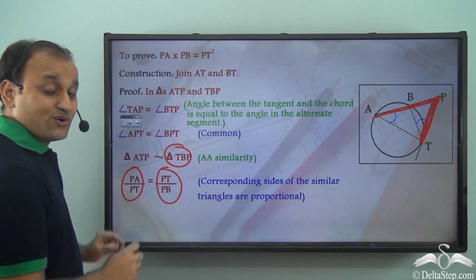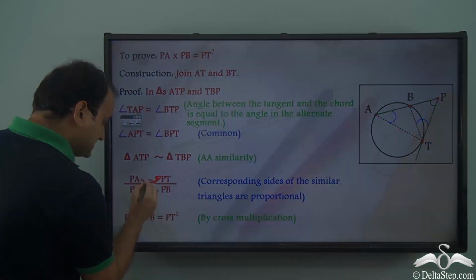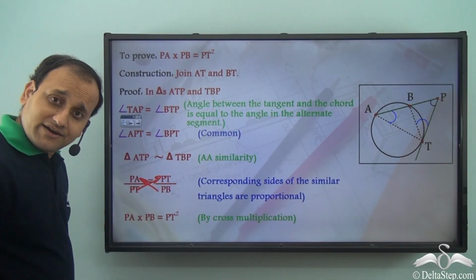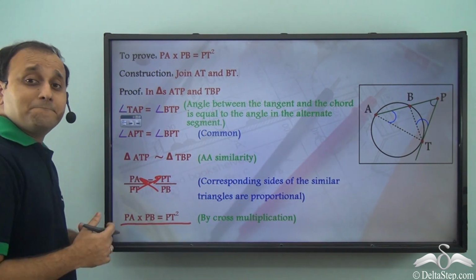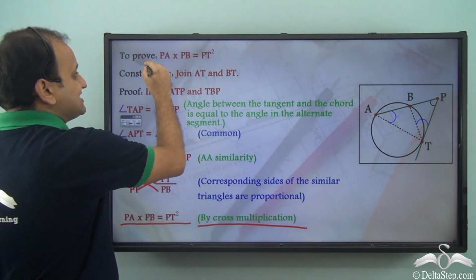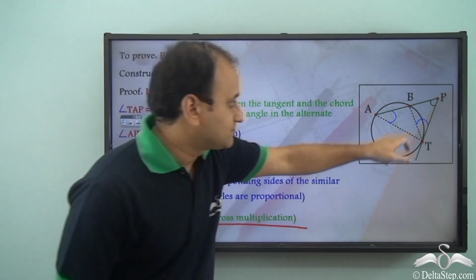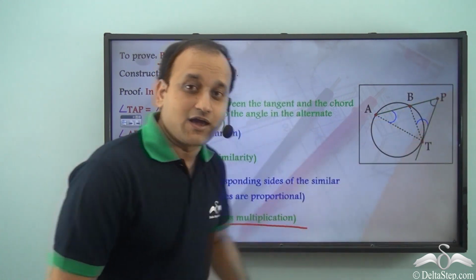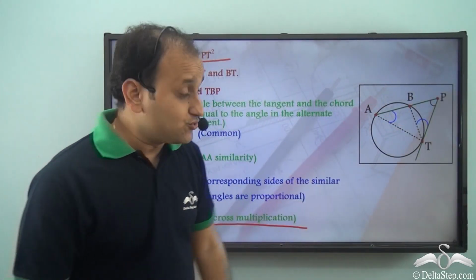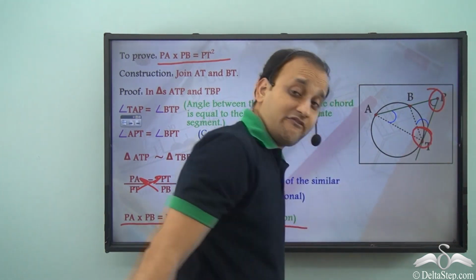Now from this, what do we find? Well, if we cross multiply these, what do we get? PA into PB is equal to PT square. So PA into PB is equal to PT square by cross multiplication. And this is what we needed to prove. So from this, we easily find that the segments of the secant, when they are multiplied with each other, that product is equal to the square of the length of the tangent from the point of intersection to the point of contact.